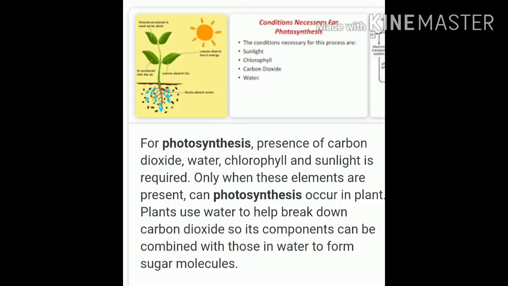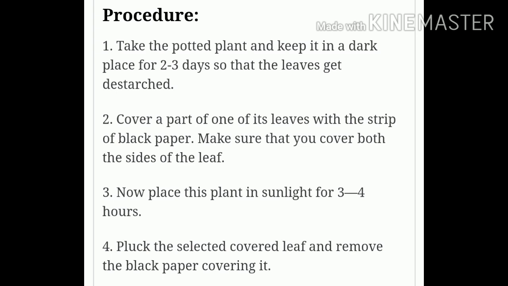Now let us see what are the conditions necessary for photosynthesis to take place. The conditions necessary or the raw materials needed for photosynthesis are sunlight, chlorophyll, carbon dioxide, and water. Before we discuss photosynthesis in detail, let us understand an experiment which helps us to prove that sunlight is necessary for photosynthesis. Follow this procedure.